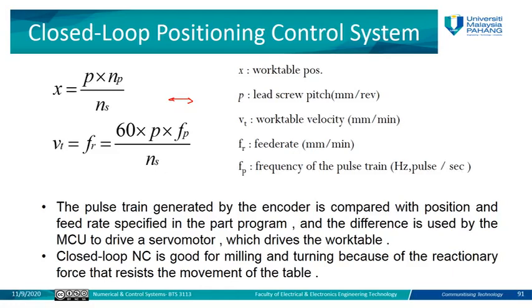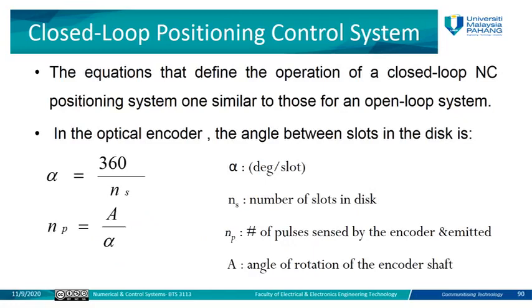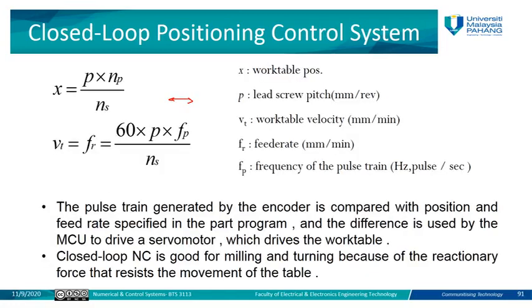MB here represents the number of pulses sensed by the encoder, and NS is the number of slots. So NS is the number of slots, MB is the number of pulses, and P is the pitch.